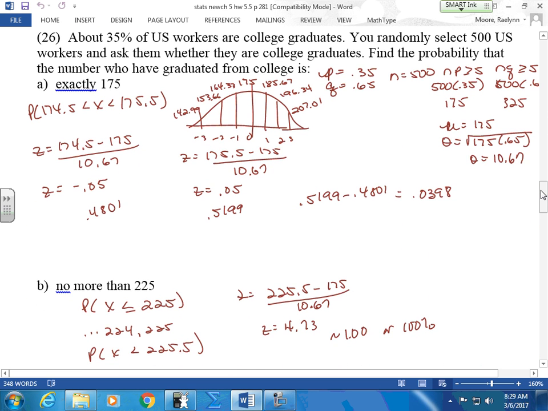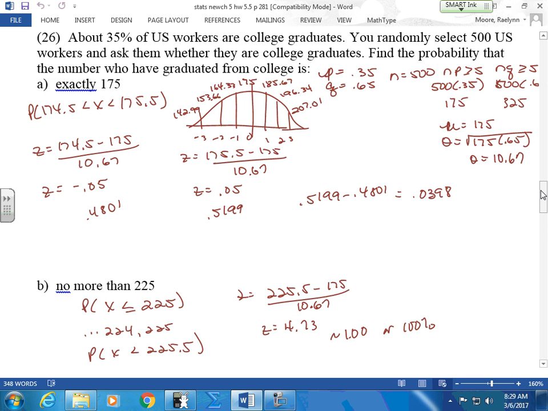Here's another one. I know these had a lot of work, but I wanted you to get used to doing these. 35% of U.S. workers from the population are college graduates. You randomly select 500 U.S. workers from the population, and you ask them whether they are college graduates.